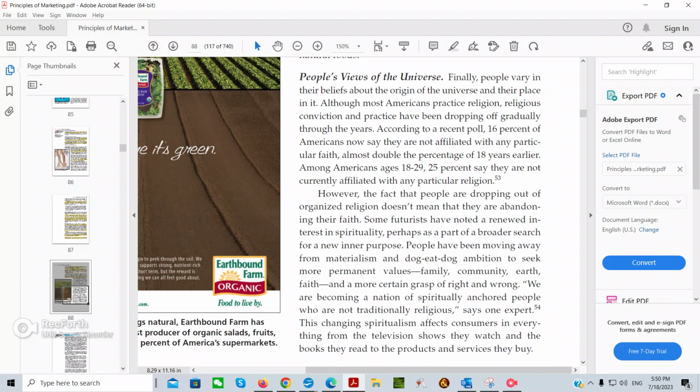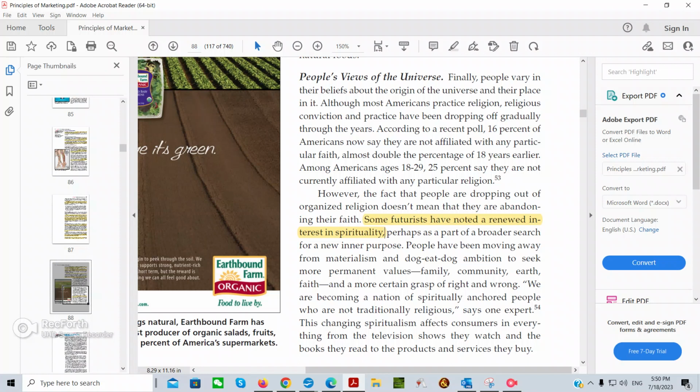Some futurists have noted a renewed interest in spirituality. Here we go. Perhaps a broader search for a new inner purpose. People have been moving away from materialism and dog-eat-dog ambition to take more permanent values such as family, community, earth, faith, and more certain grasp of right and wrong. Quote, we are becoming a nation of spiritually anchored people who are not traditionally religious, says one expert.